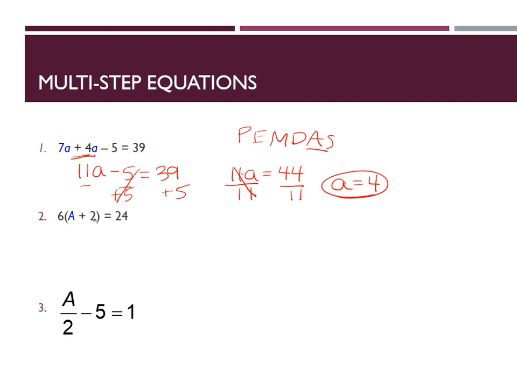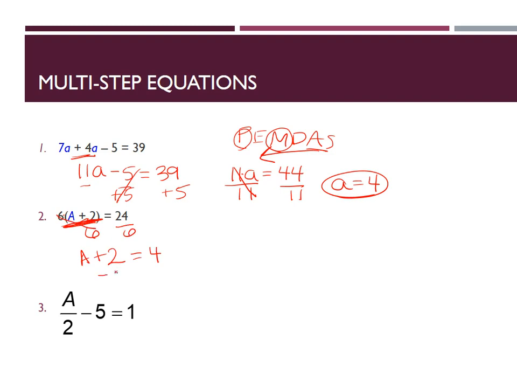Right here, you have a couple of options. So if you do PEMDAS backwards, you notice you have a multiplication, because that's next to it, and you have a parentheses. So if I'm going backwards, I'm going to get rid of multiplication and then get rid of the parentheses. So I can actually divide by 6 to start. That goes away, and I'm left with a plus 2 equals 4.